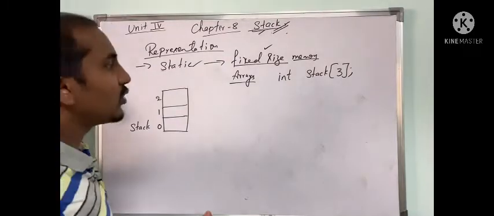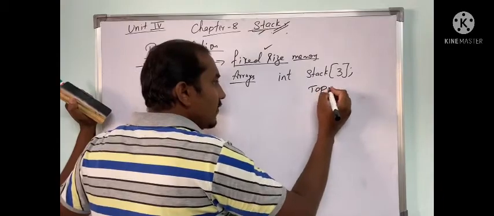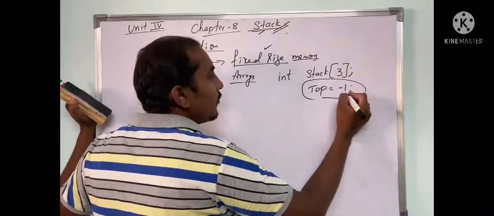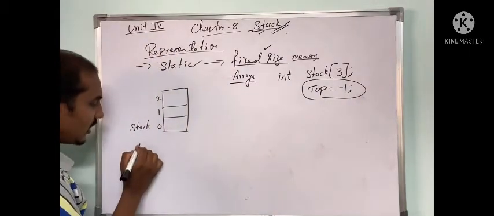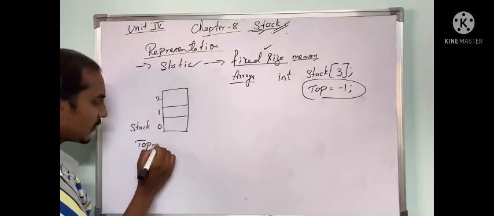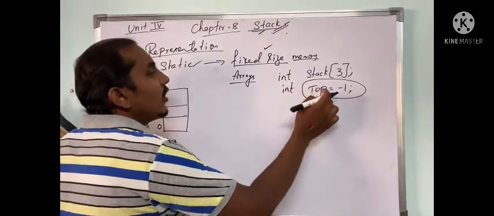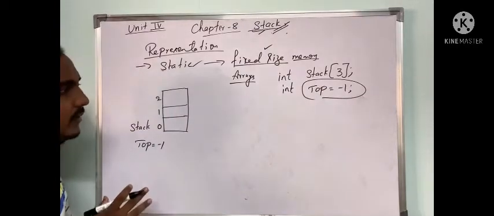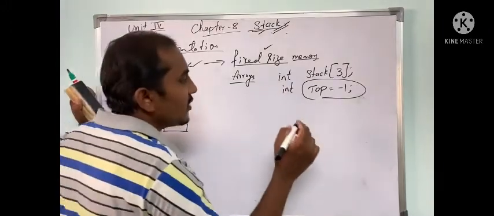Now, I told you one more thing: whenever you are using stack, we will be using a variable called top, which represents the topmost element in the array. So we are going to create one more variable called top, which is an integer and will initially be -1, because the stack is empty.